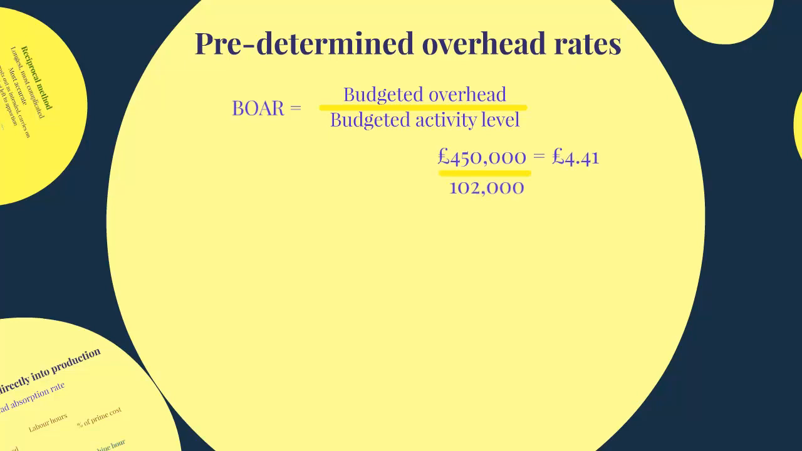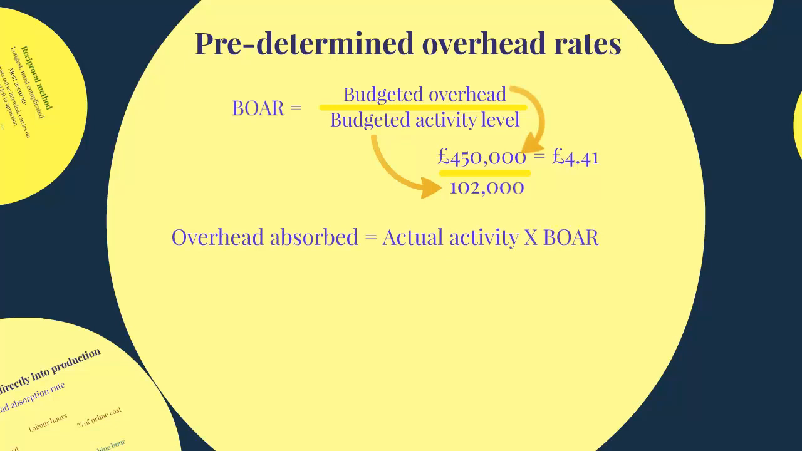And so let's take a new example here and say that we had a budgeted overhead level of £450,000 and a budgeted activity level of 102,000 units. That would give you a predetermined overhead rate of £4.41. So now what we can do is take this £4.41 and use it to work out the total overhead we will absorb.